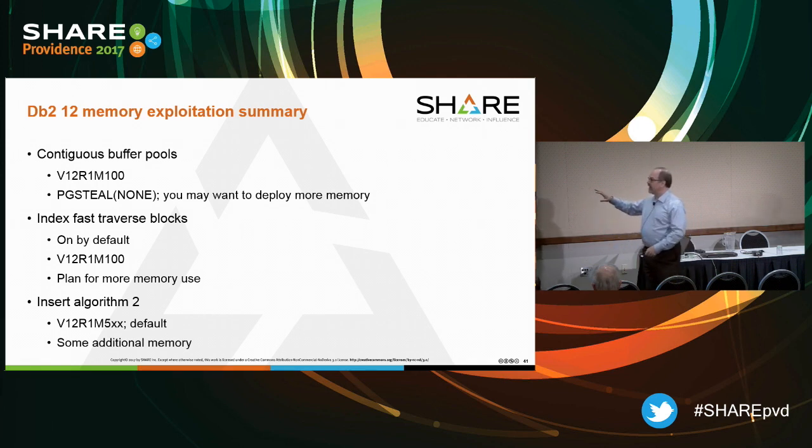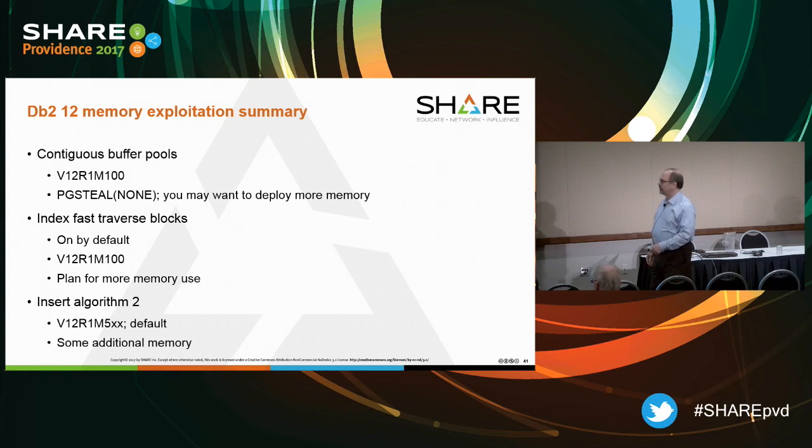And then for the index fast traverse blocks, those are on by default. They're on in V12R1 M100, and again, that's going to require more memory. When we talk overall about version 12 memory, just going to version 12, DB2 will want in the order of 20% more, not including the buffer pools, right? The rest of DB2 is going to want 20 or so percent more than what it does today. Index fast traverse blocks are on top of that, so you have to plan for more memory usage there.